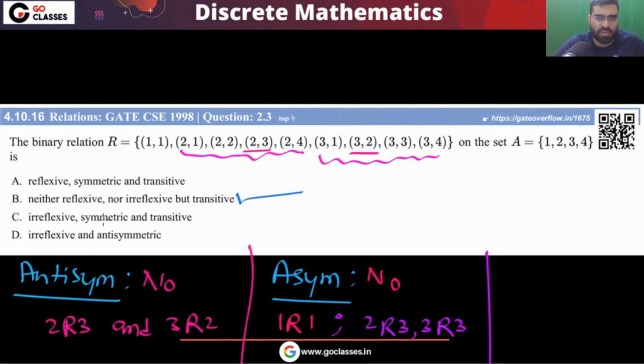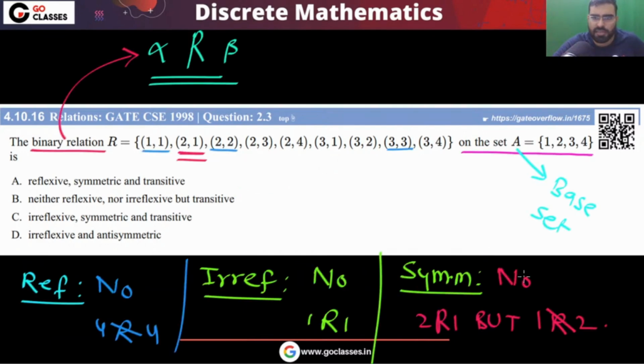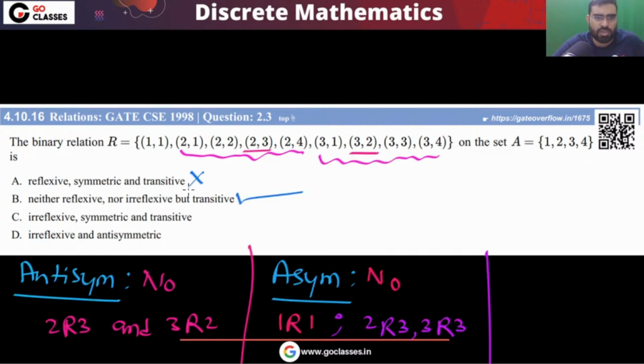Irreflexive, symmetric: this is not symmetric. You can easily see that the relation was not symmetric, so this option is gone. This is not reflexive, so this option is gone, and this option is gone. This is not irreflexive, so this option is gone. The answer will be option B. Okay, so this is a simple question.